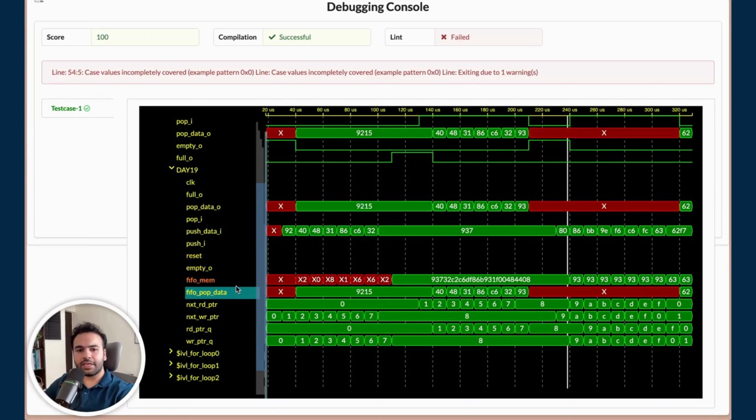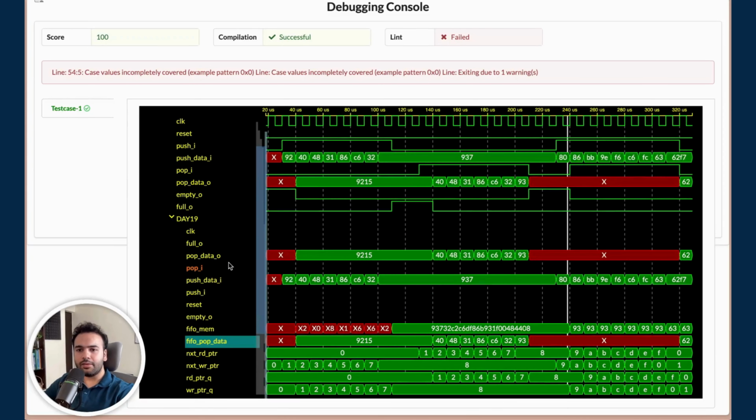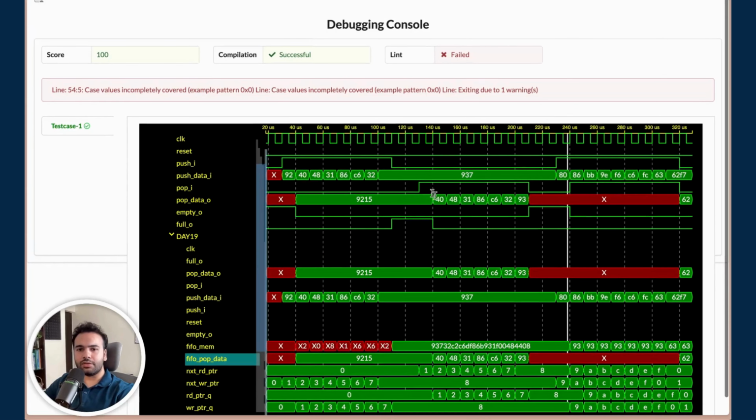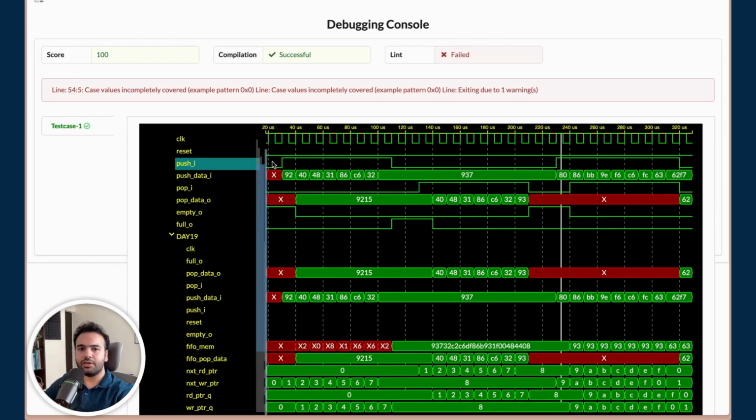So would anyone like to take a guess as to what is happening here? Why do we see an X? I'll give a hint. We see that it is working fine for the first few cycles, where the FIFO became full, because we see the full flag getting asserted here, and then we started draining it out and we got the right data. It reached empty, but after that it started to give X, even though there is actually something getting written into the FIFO. The push_i signal is asserted, the push data is also a known value, but when we try to pop that in the next cycle we get X.